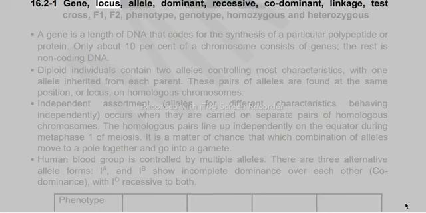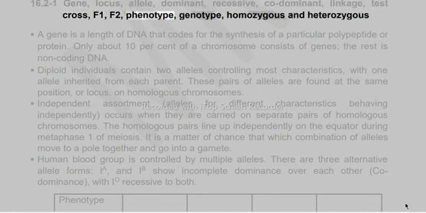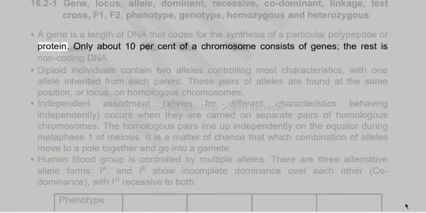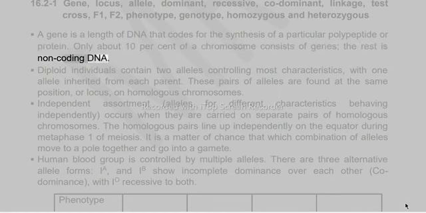16.2.1 Gene, locus, allele, dominant, recessive, codominant, linkage, test cross, F1, F2, phenotype, genotype, homozygous and heterozygous. A gene is a length of DNA that codes for the synthesis of a particular polypeptide or protein. Only about 10% of a chromosome consists of genes, the rest is non-coding DNA.